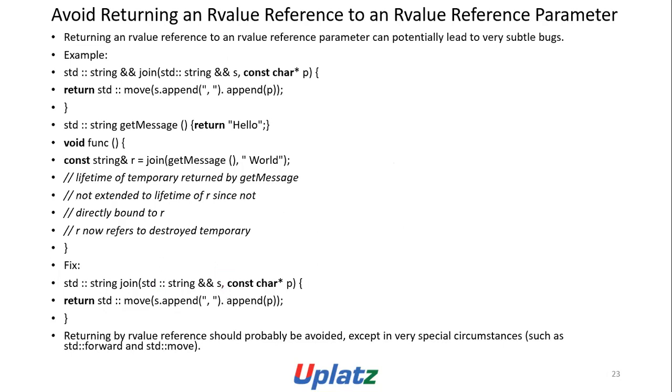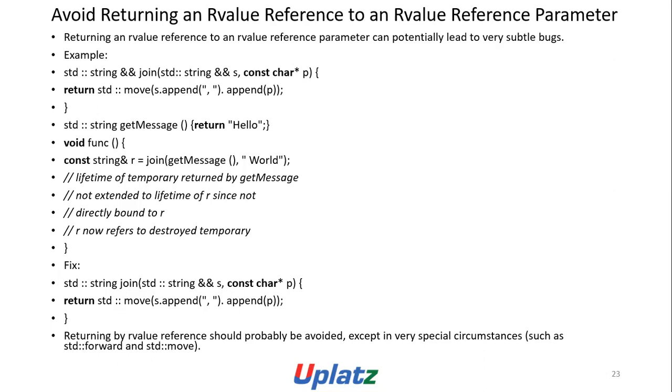Avoid returning an rvalue reference to an rvalue reference parameter. Returning an rvalue reference to an rvalue reference parameter can potentially lead to very subtle bugs. Example: std::string&& join(std::string&& s, const char* p) { return std::move(s.append(",").append(p)); } std::string getMessage() { return "hello"; } void func() { const std::string& r = join(getMessage(), "world"); } The lifetime of the temporary returned by getMessage is not extended to the lifetime of r, since it is not directly bound to r. r now refers to a destroyed temporary.